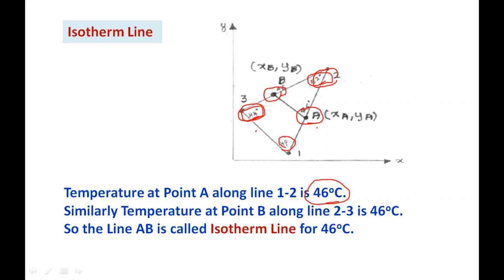Let us say in the side 1 2 the point is A, in the side 2 3 the point is B. If you join this point A and B through a straight line, then this line is called the isotherm line. That is, along this line the temperature will be constant. So the constant temperature line or equal temperature line is called the isothermal line. We have to find this line for this given triangular element.